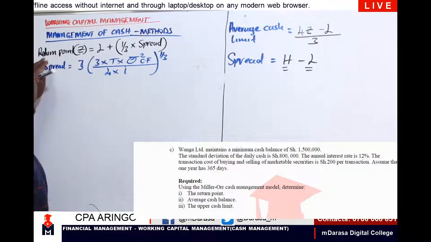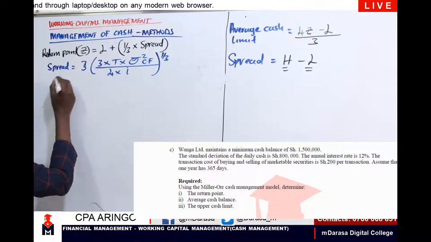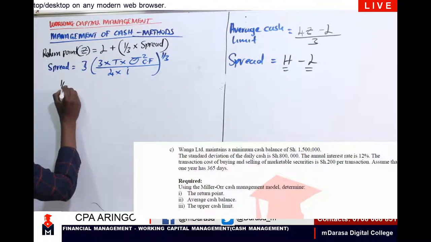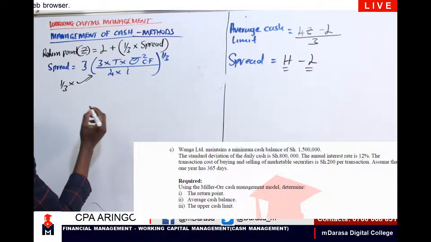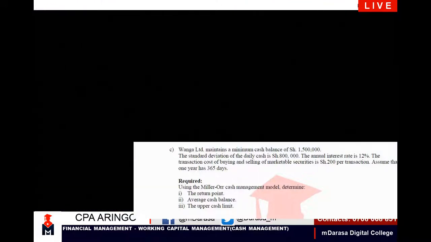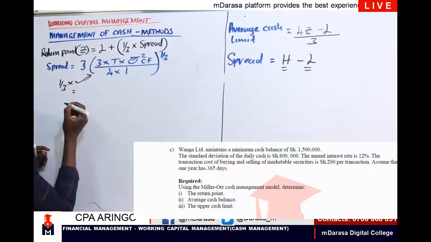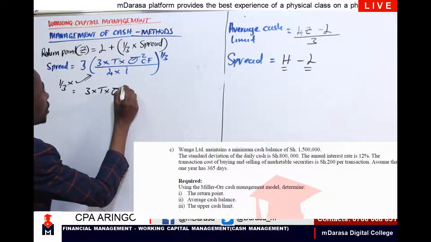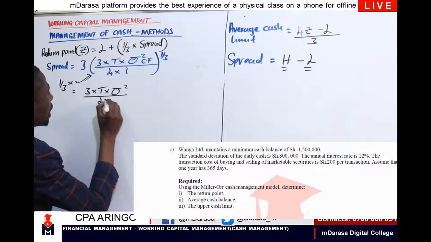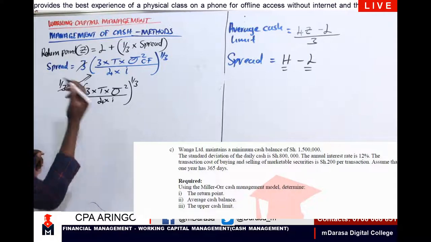We say that the return point will be L plus a third of the spread. Can we agree on this case? If I take a third times my spread, I'll be having 3 times my transaction cost times the standard deviation squared, over 4 times daily interest, raised to the power of a third. Why? Because if you talk of a third, the cube and the third will cancel each other.